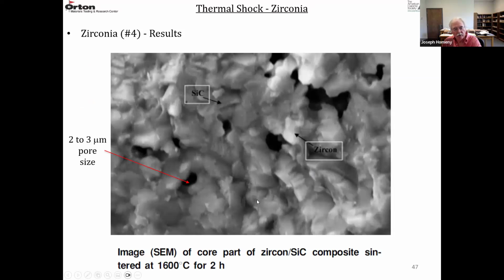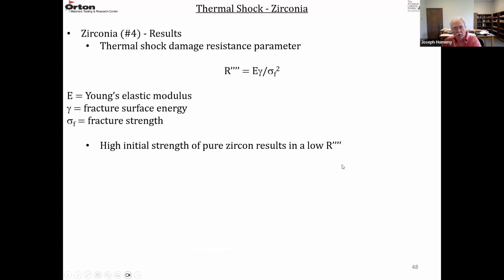So this is an SEM image of the composite material. This was sintered at 1600 degrees C. There are silicon carbide grains in a zircon matrix, and then these open areas are the pores, the black areas. So the pores are about 2 to 3 microns in diameter. So silicon carbide and a zircon matrix.